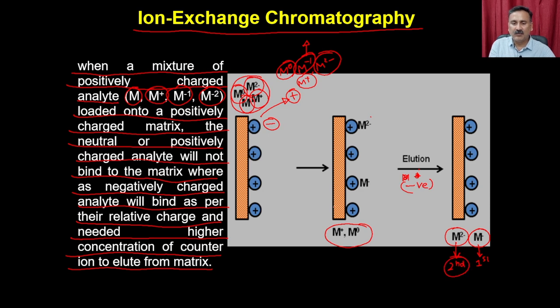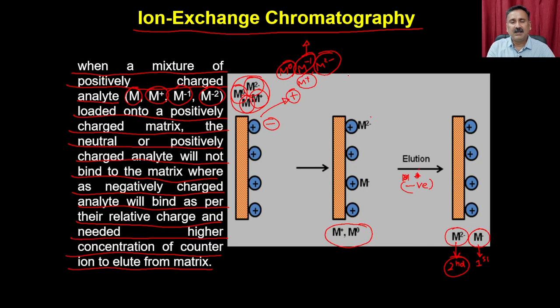That means you have started with the four molecules: M0, M plus, M minus 1, and M2 minus, and at the end you are going to get all the molecules separately. This means you have achieved the purification with the help of ion exchange chromatography. And as I said, ion exchange chromatography deals with positively charged ions or negatively charged ions, and based on these ions, ion exchange chromatography can be of different types.